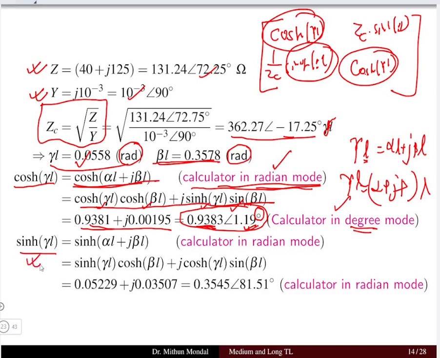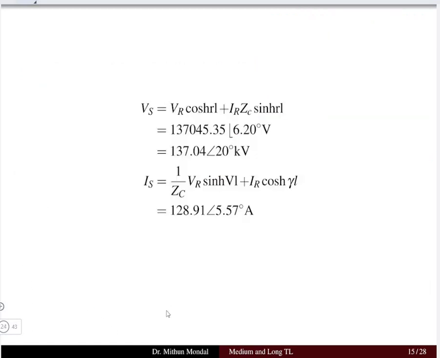Similarly, for sinh γL, we first keep the calculator in radian mode and compute sinh of αL plus jβL, which is sin A into cos B plus j times cos A into sin B component. Then we will get this complex quantity. You will then keep the calculator in degree mode to obtain the angle of sinh γL. So we have got cosh γL and sinh γL.